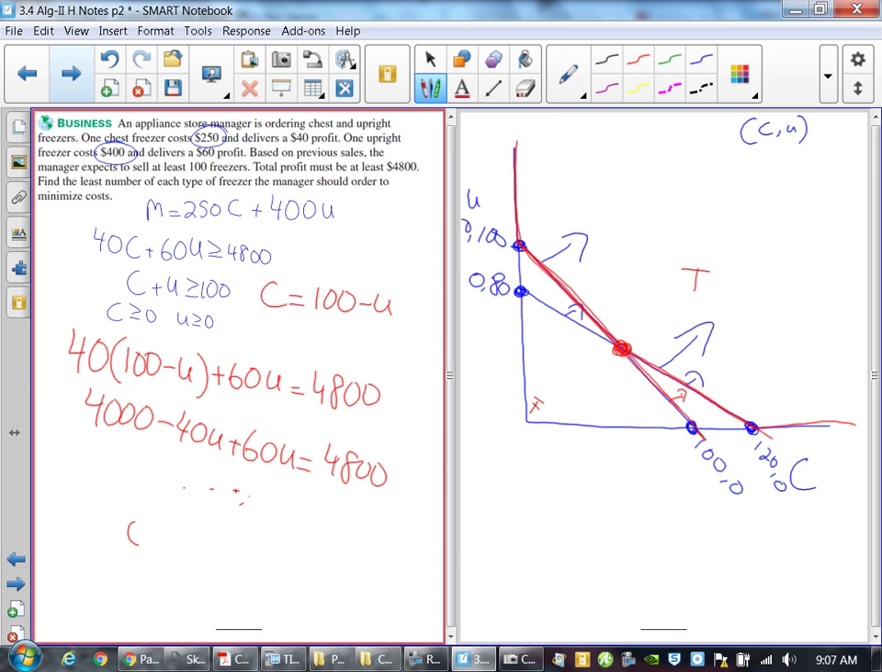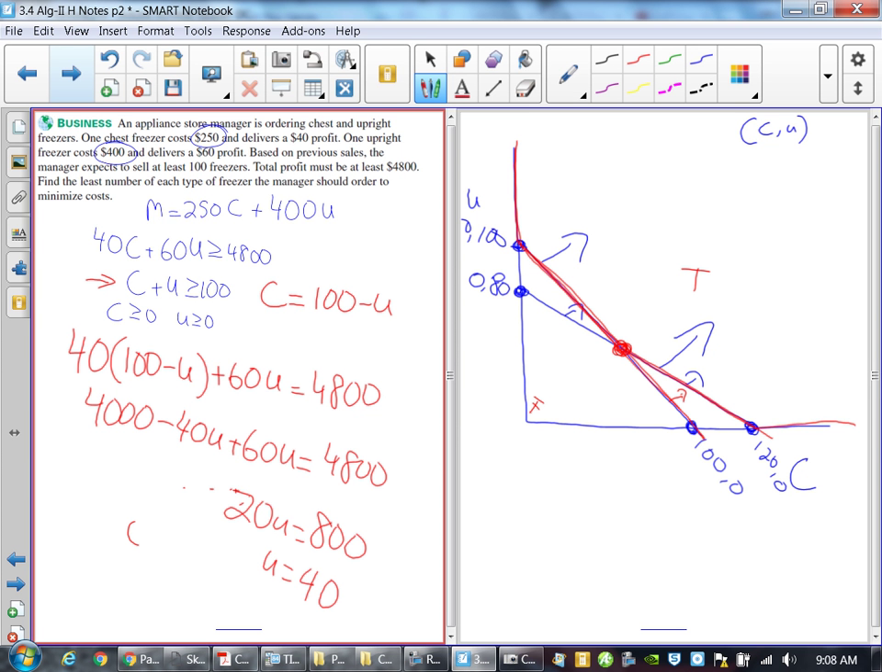So we have 20U is 800, and what is that? U is 40. Wait, when did you come up with that first equation? How did you get 100 minus 2? Okay, I'm using substitution. I'm getting C by itself. It's quicker. Instead of doing scalar multiplying with all this, I just move the U over. It's just faster. Wait, what are you doing?